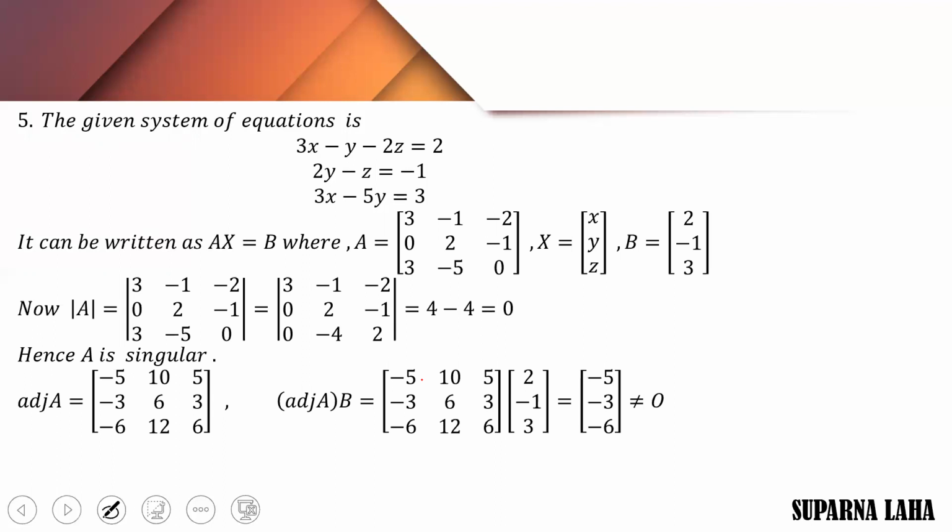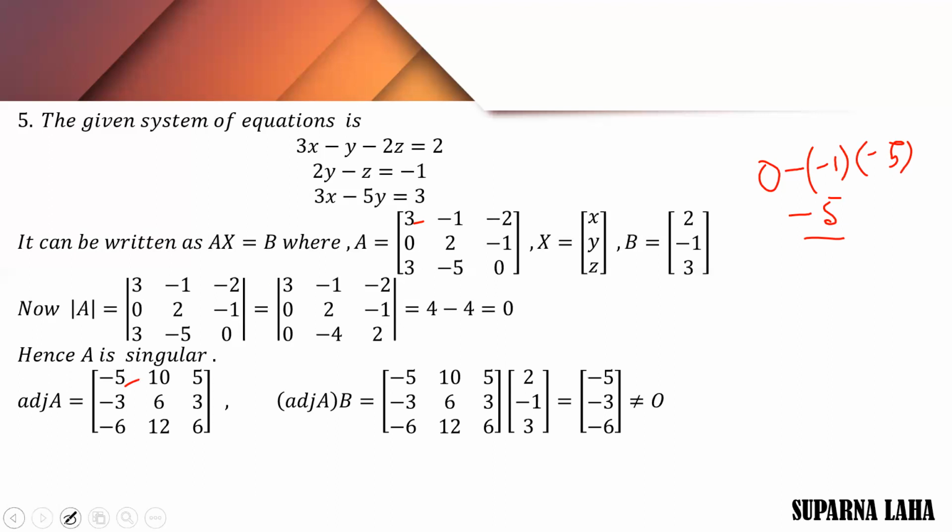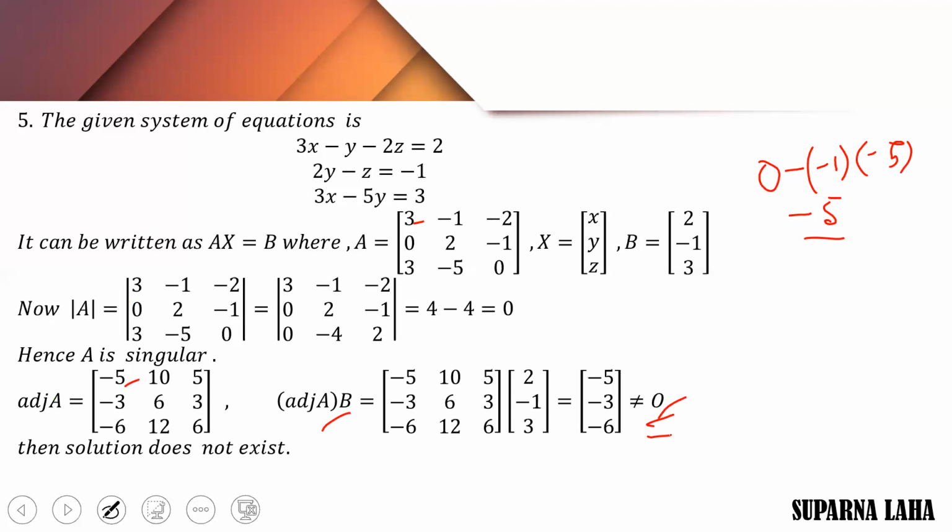For the first element, I'm just telling you, for 3, it will be 2 into 0, that is 0, minus 1 into minus 5. So there will be minus 5. Right? Look at here. So like that, you can write down the cofactors and then take the transpose. So look at that. This adjoint A into B is non-zero. If it is non-zero, then we can easily say that the system of equations is inconsistent.